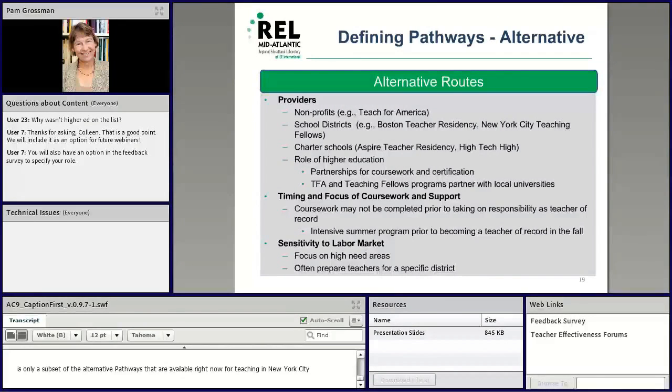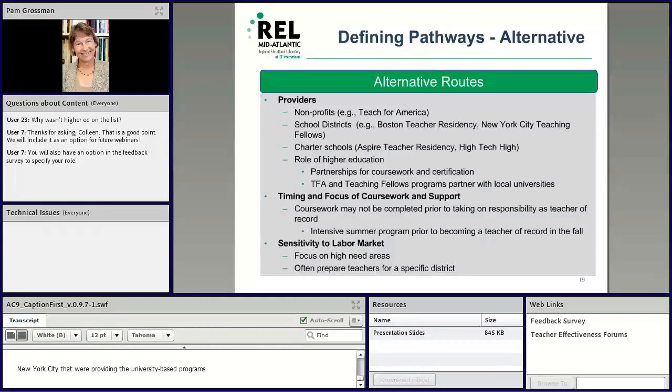So when we think about alternative, again, one of the things we want to think about is who the provider is. So the providers of alternative routes can be nonprofits, such as Teach for America, but they can also be school districts. For example, the New York City Teaching Fellows that have partnered with the New Teacher Project. They can be charter schools that are increasingly now developing their own teacher education programs, such as the Aspire Teacher Residency or High Tech High. And there is also a role for higher education. So many of the alternative routes in New York that we studied actually partnered with local universities to provide the coursework and certification. So both, for example, Teach for America and Teaching Fellows were partnering with the same universities in New York City that were providing the university-based programs.